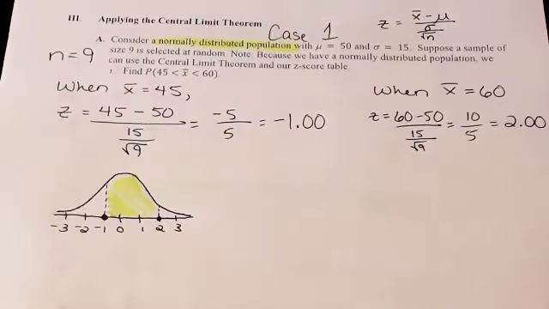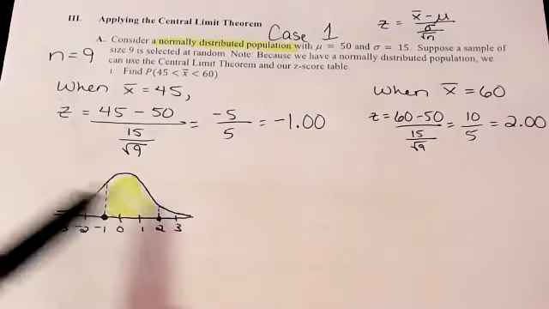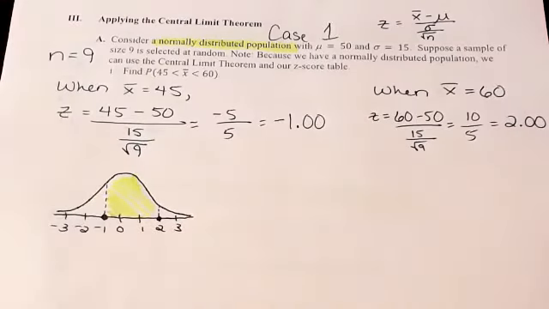inside, between. We want the probability that 45 is less than our sample mean, which is less than 60. So we're definitely finding the area between these two particular z-scores. We're going to go to our z-score table. We're going to look up a z-score of -1.00.